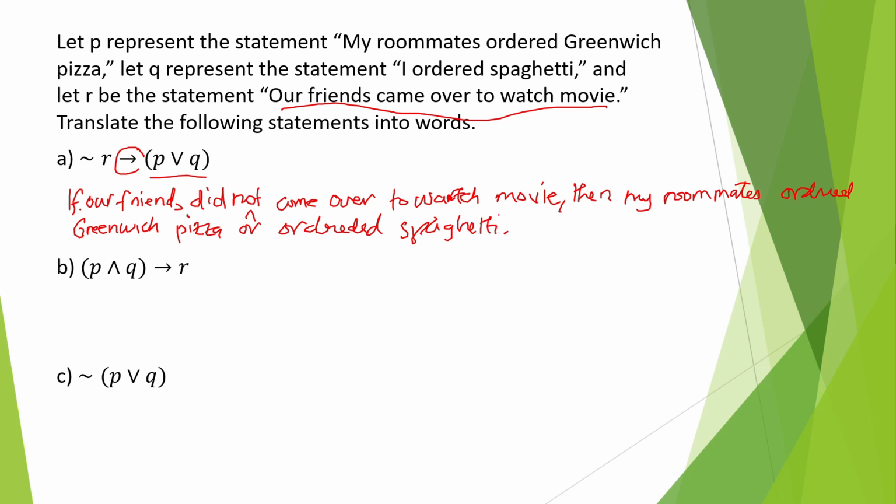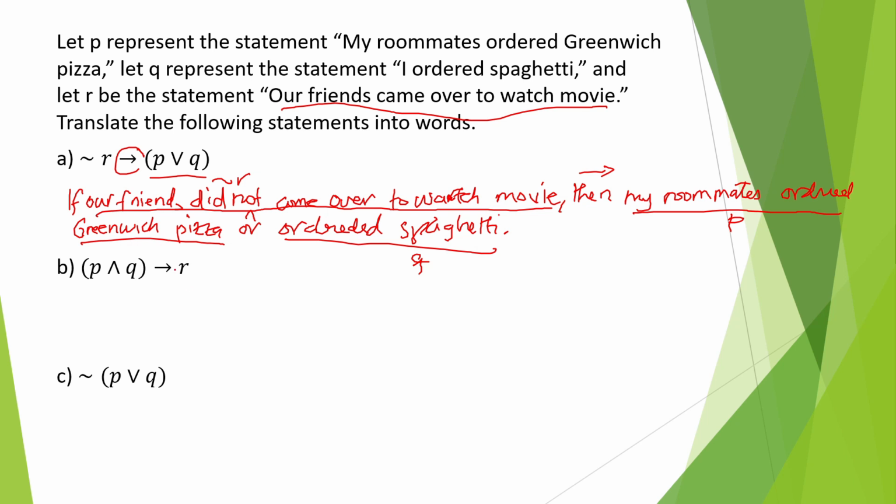So again, this one is if our friends, so this is the negation of R. This one did not come over to watch the movie. And this then, if then, so this one is a symbol. And this one is our P. And this one is our Q. Our next statement, if then. Okay, biconditional statement.